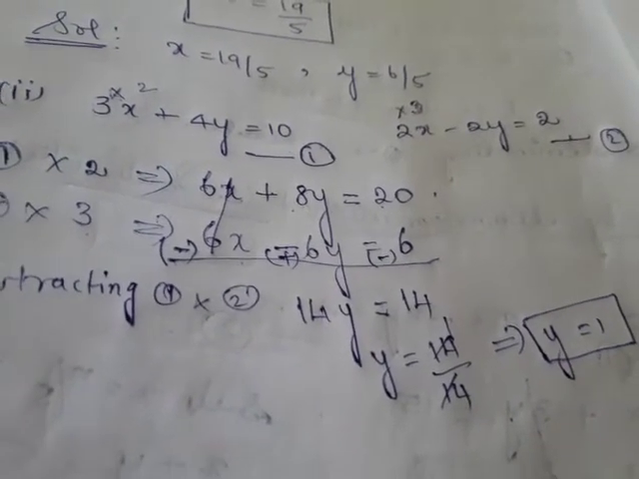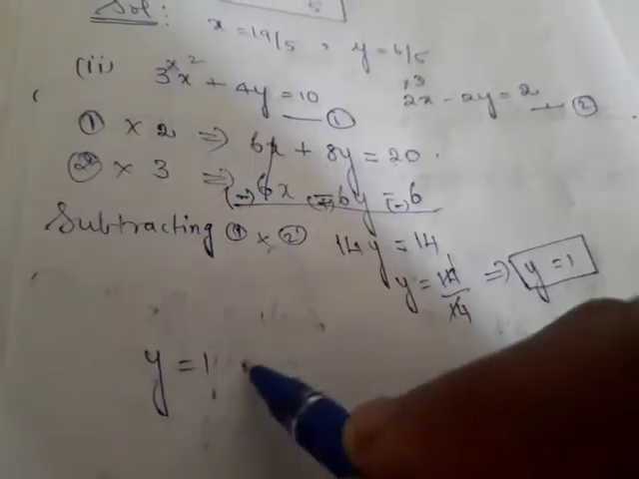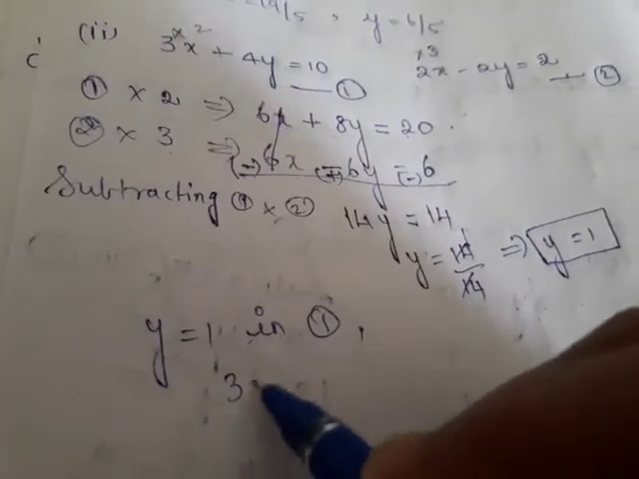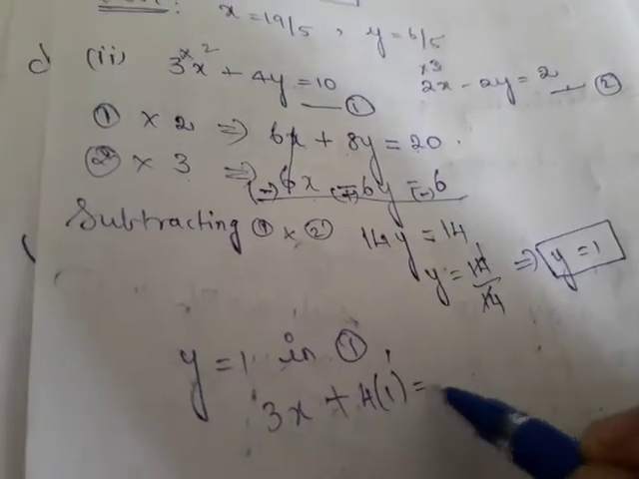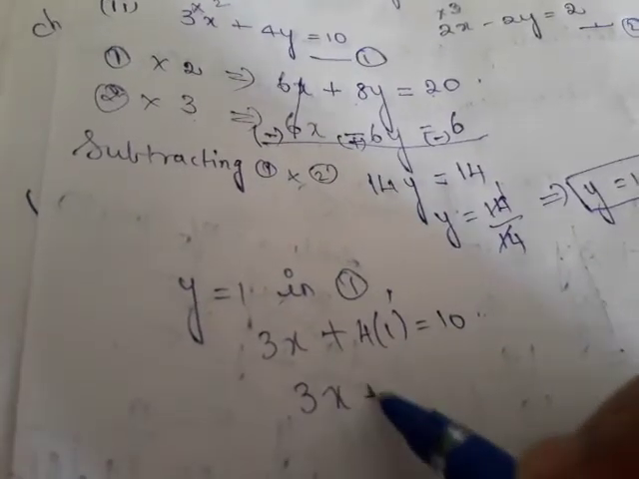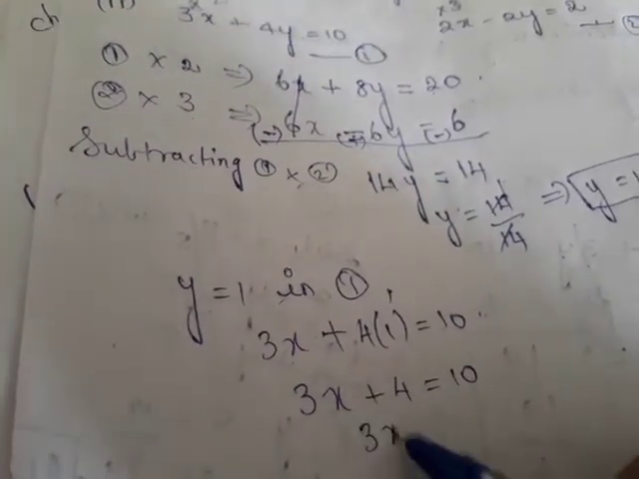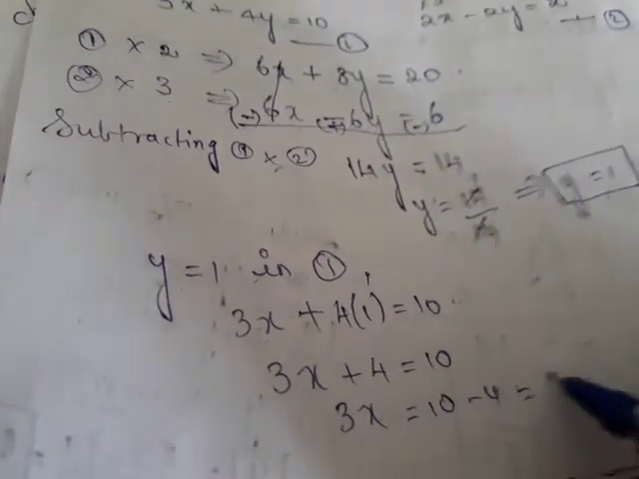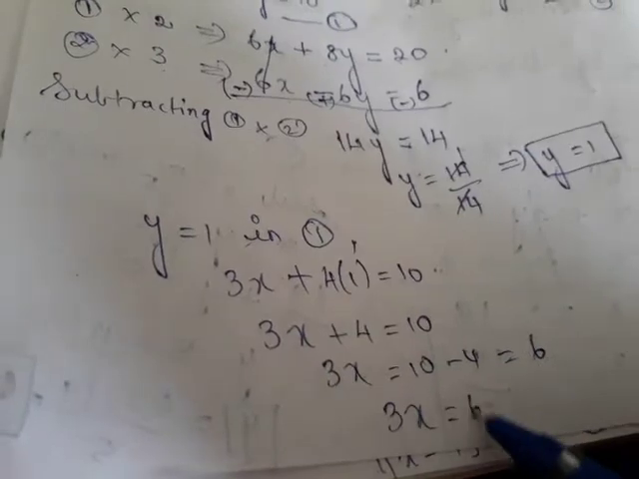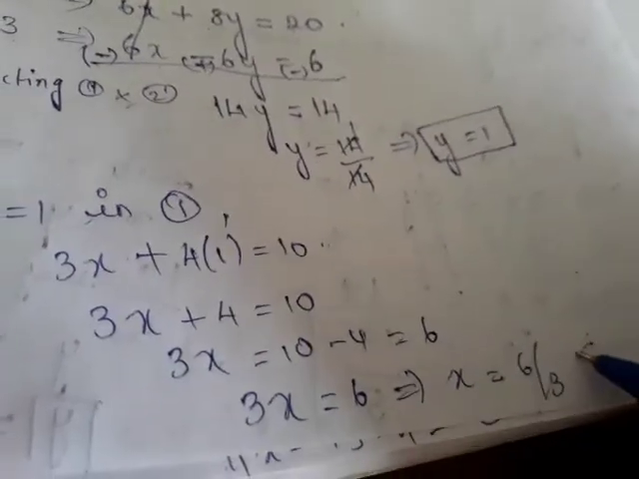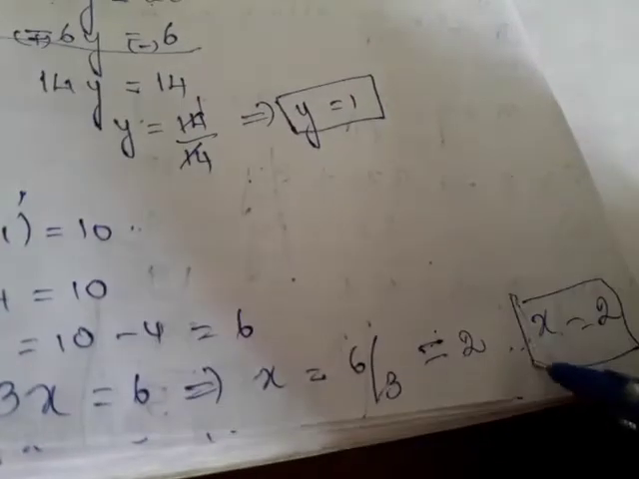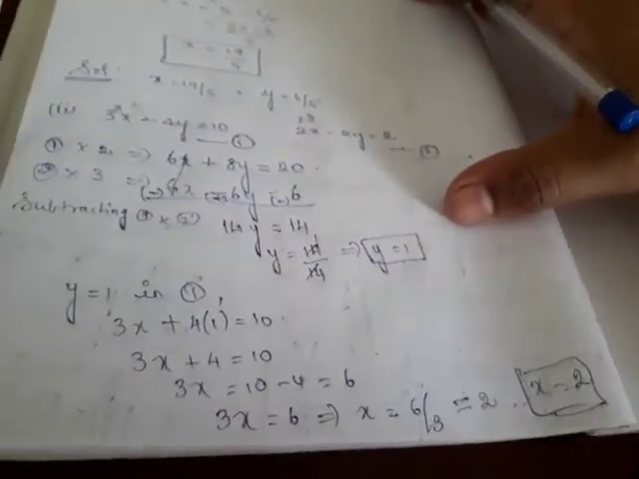After getting this, substitute in any one of the equations as we did earlier. So I am going to substitute the value of y in the first equation. So 3x plus 4 into 1 equals 10. So 3x plus 4 equals 10. So 3x equals 10 minus 4. 10 minus 4 is 6. So 3x equals 6. This implies x equals 6 by 3, which is 2. So the value of x is 2 and the value of y is 1.